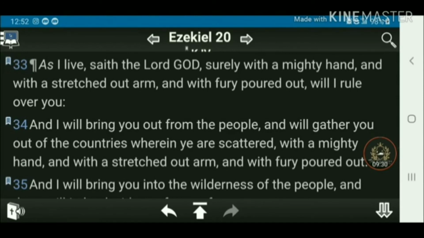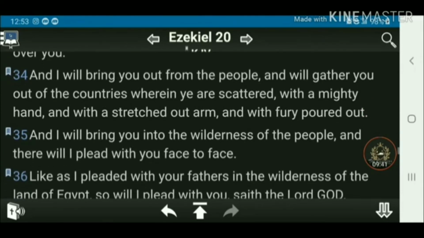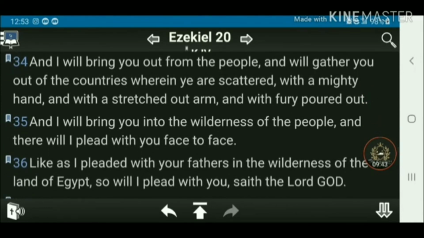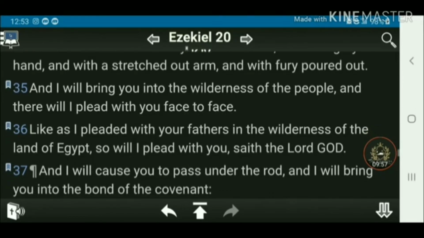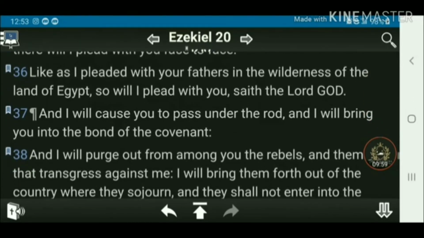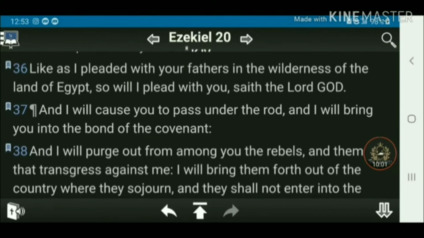Ezekiel 20 and 33. As I live, saith the Lord Yahweh, surely with the mighty hand and with a stretched out arm and with fury poured out will I rule over you. And I will bring you out from the people and will gather you out from the countries wherein ye are scattered, with a mighty hand and with an outstretched arm and with fury poured out. And I will bring you into the wilderness of the people, and there will I plead with you face to face, like as I pleaded with your fathers in the wilderness of the land of Egypt, so will I plead with you, saith the Lord Yahweh.